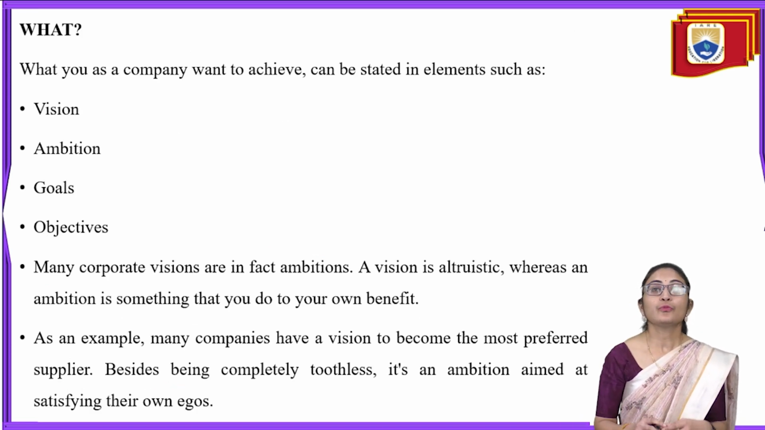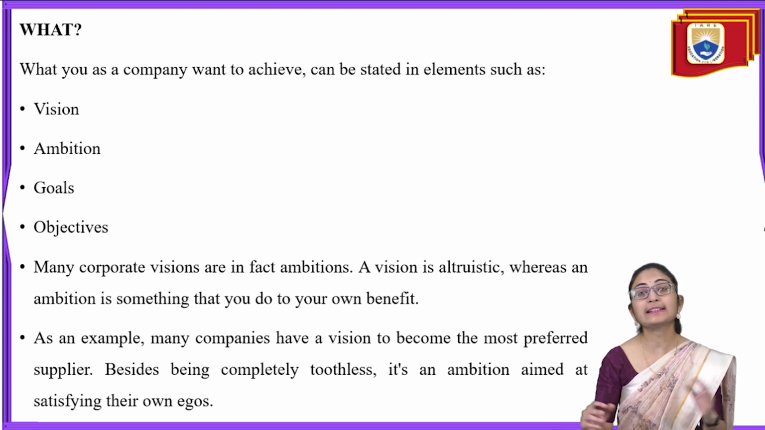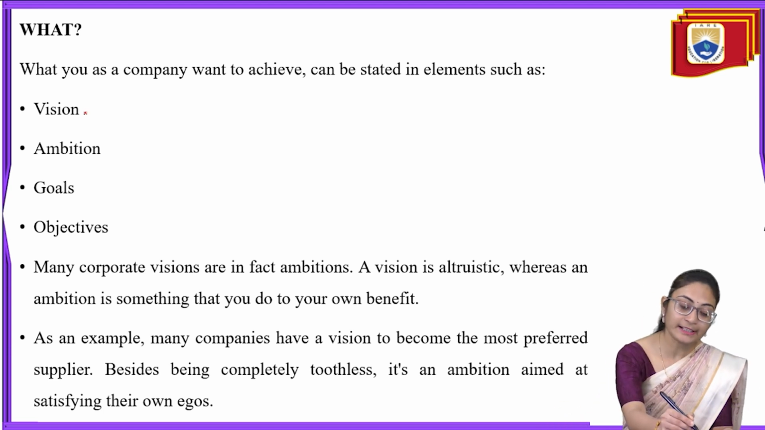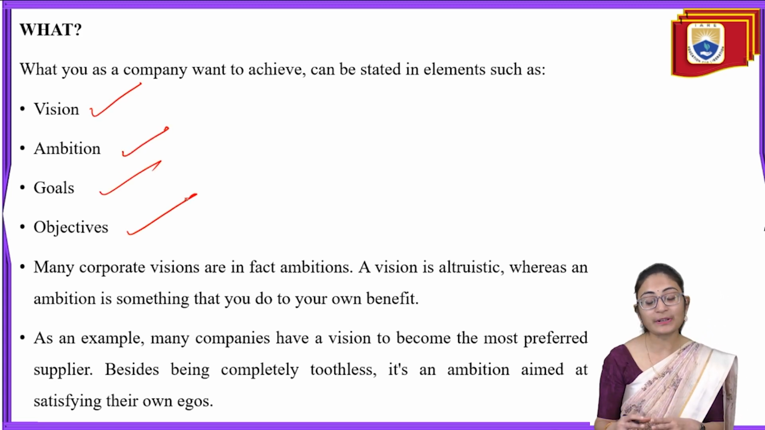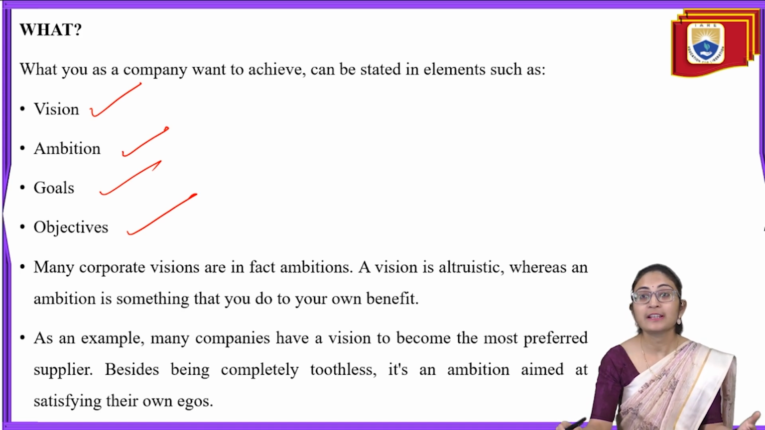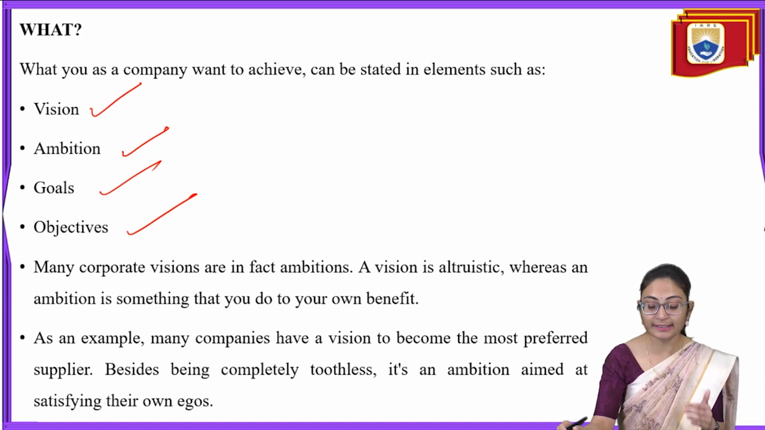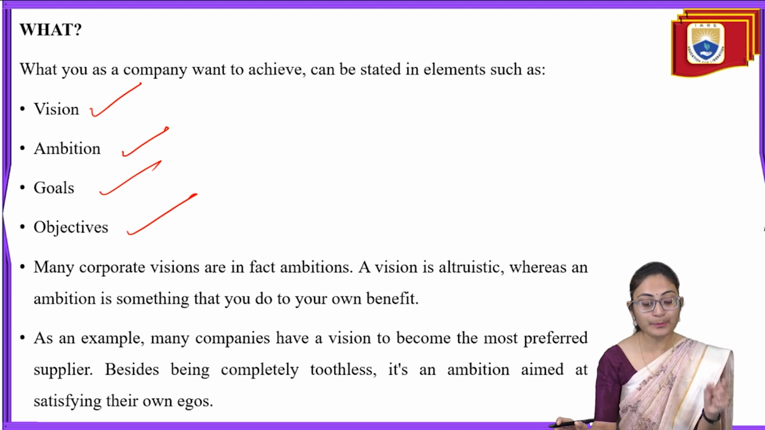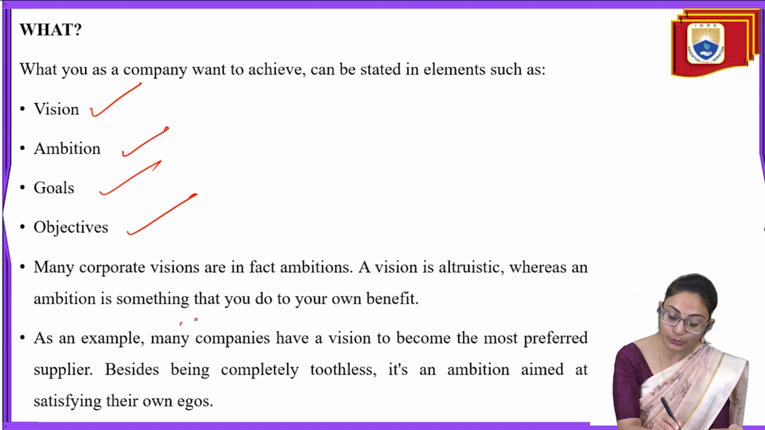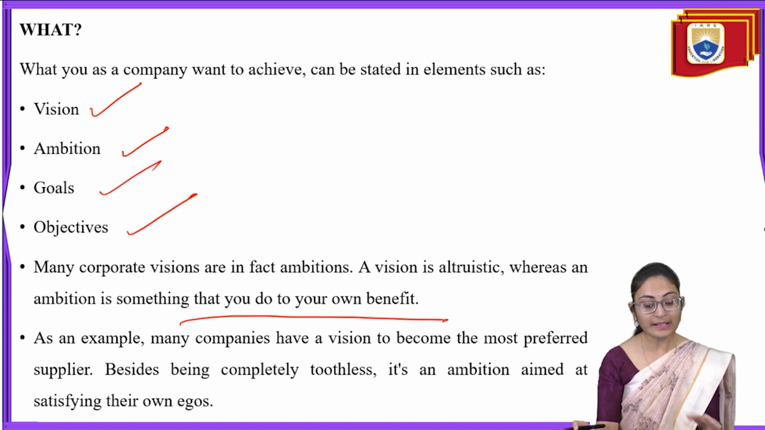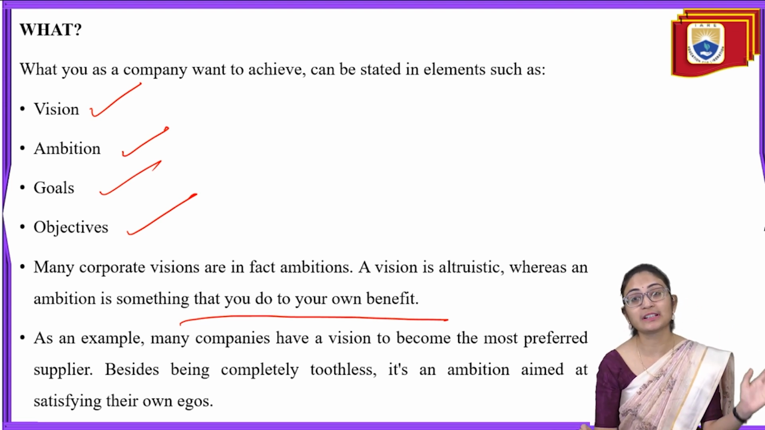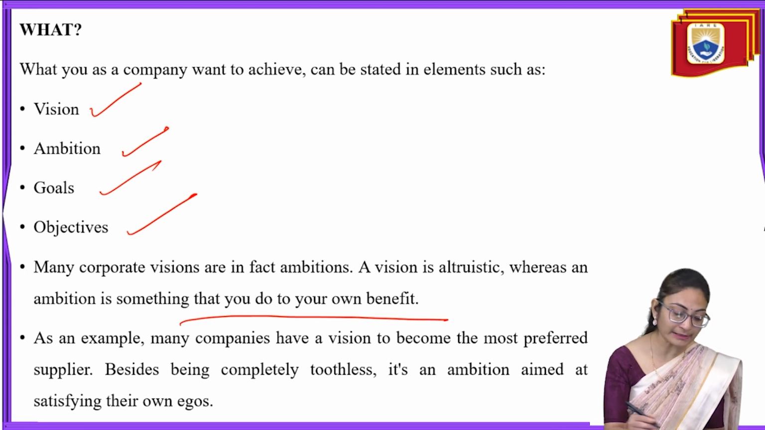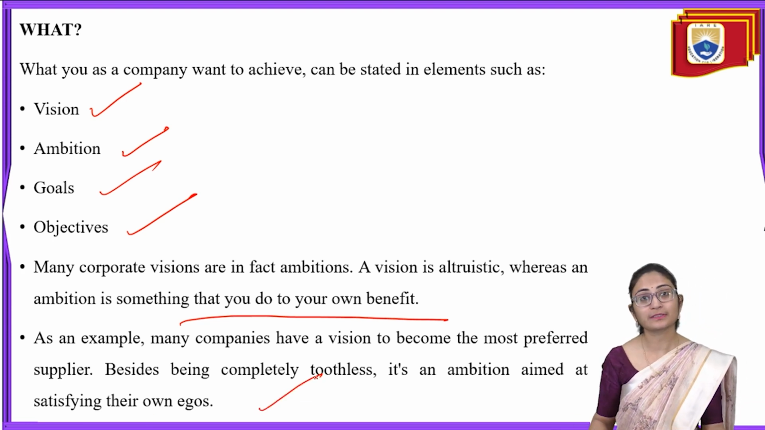Then what? What you as a company want to achieve can be stated in elements such as vision, ambition, goals and objectives. Many corporate visions are in fact ambitions. Vision is altruistic and ambition is something that you do to your own benefit. For example, many companies have a vision to become the most preferred supplier. Besides being completely toothless, it's an ambition aimed at satisfying their own egos.